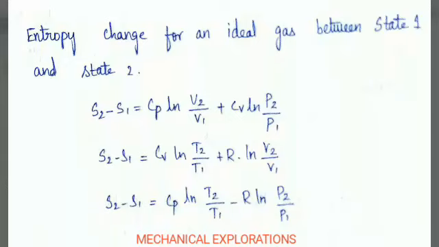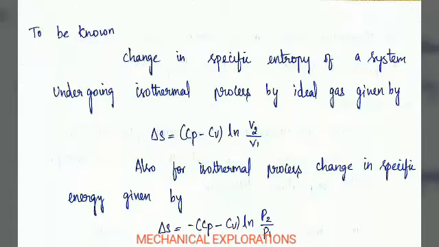And now entropy change for an ideal gas, between states 1 and 2. You should remember the formulas: S2 minus S1 is given as Cp ln V2 by V1 plus Cv ln P2 by P1. And in terms of temperature, Cp ln T2 by T1 minus gas constant R ln of P2 by P1, and the same as Cv ln T2 by T1 plus R ln of V2 by V1.